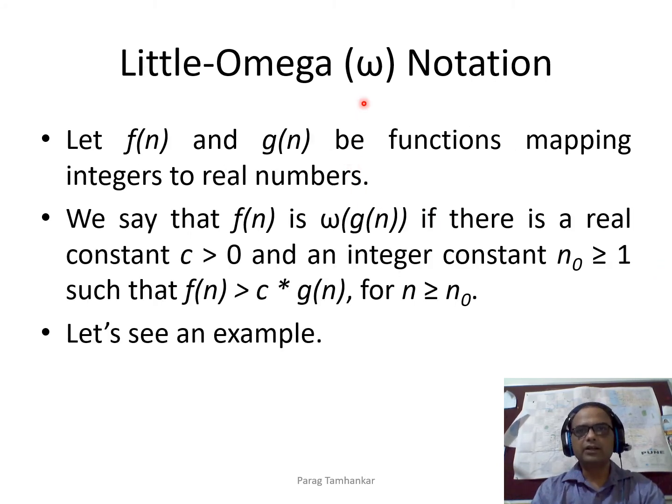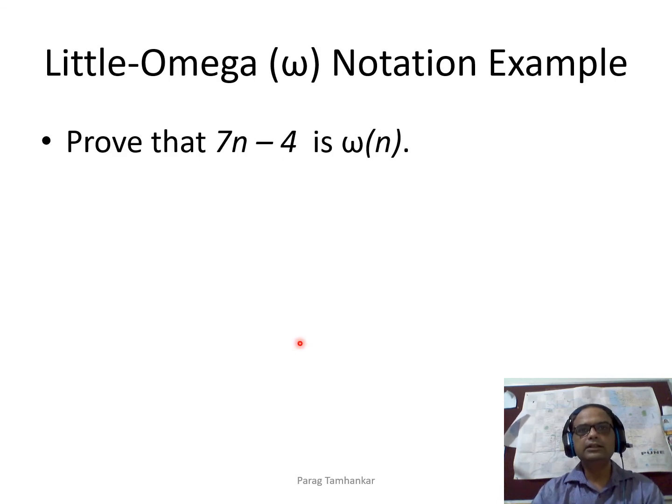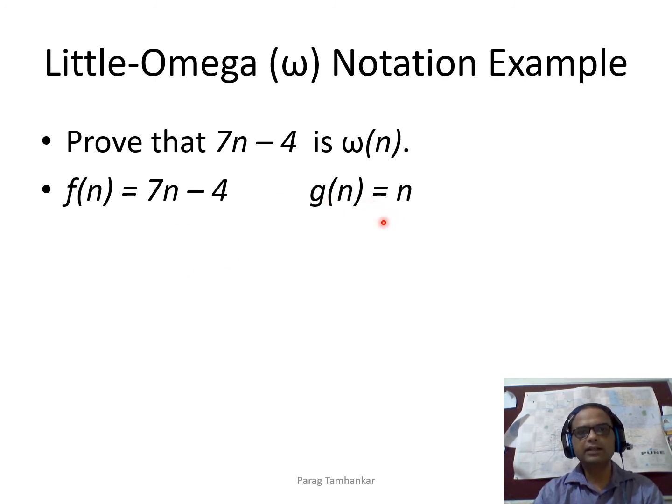Now little omega notation. Little omega notation is very similar to little o. What was the difference between big O notation and little o notation? The sign was, instead of less than or equal to, we are saying less than. So here instead of saying greater than or equal to, we are going to say strictly greater than. f of n is strictly greater than c into g of n. Let's see an example. Let's say the same 7n minus 4 is little omega of n, then f of n is 7n minus 4 and g of n is n.